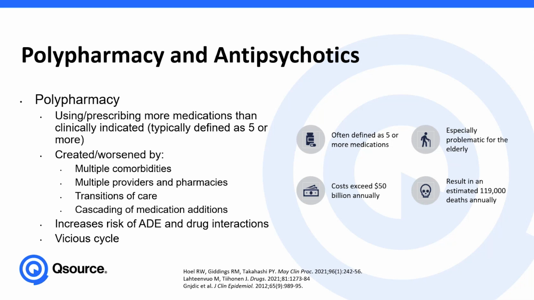But there's this snowball effect where at each transition of care, you end up getting more and more medications, and you end up with a cascading of medication additions. And this can be a vicious cycle for the patient. It increases risk of drug interactions. It increases risk of adverse drug events. And it's incredibly costly. We can see that there's about 120,000 deaths annually from polypharmacy, and it can cost up to $50 billion to the medical system. Next slide.